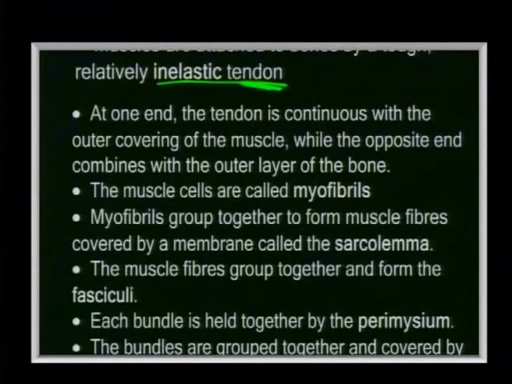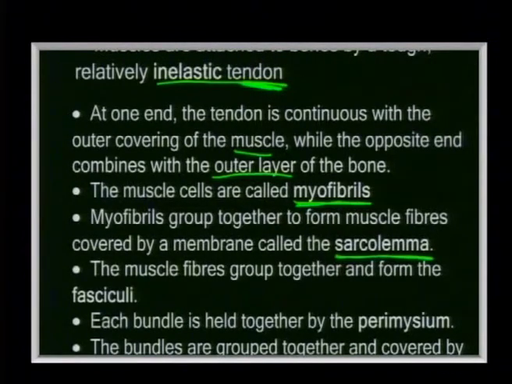At one end, the tendon is continuous with the outer covering of the muscle, while the opposite end combines with the outer layer of the bone. Remember, what are we doing? We are connecting the muscle to the bone. The muscle cells are called myofibrils. Anything with myo means muscle. So myofibrils, they group together by an outer membrane called the sarcolemma.